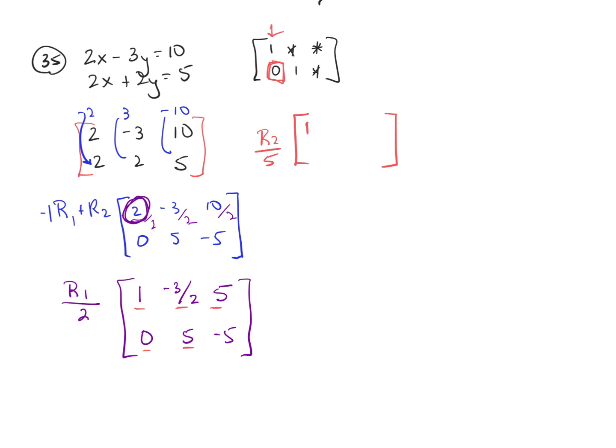So my first row doesn't change. That's a 3, believe it or not, 5. And then 5 divided by 5, 0 divided by 5, of course, is 0. 5 divided by 5 is 1. And -5 divided by +5 is -1. We now have row echelon form.